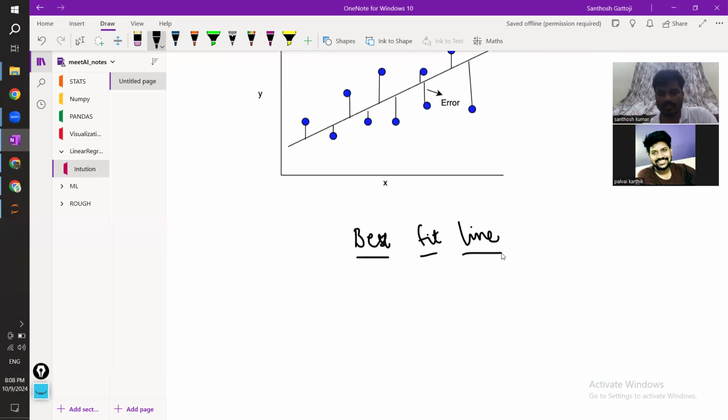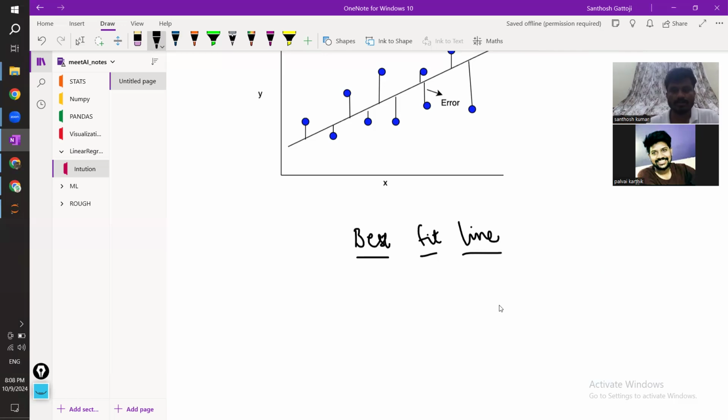But after that, what is the best fit line? It is a line which will have the minimum distance from the maximum number of points. You can use your own definitions if you know the concept. So what is the best fit line? It will try to pass as close as possible to the maximum number of data points.